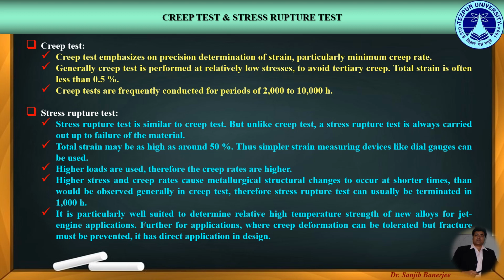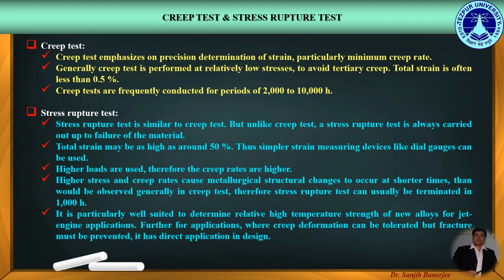Now, a stress rupture test is similar to a creep test, but unlike a creep test, a stress rupture test is always carried out up to the failure of the material. Total strain may be as high as around 50% for the stress rupture test. Therefore, very simple strain measuring devices like dial gauges can be used in experiments. Higher loads are used for stress rupture tests, therefore the creep rates are also higher. Higher stresses and creep rates cause the metallurgical structural changes to occur at shorter time durations than would be observed generally in case of the creep test.